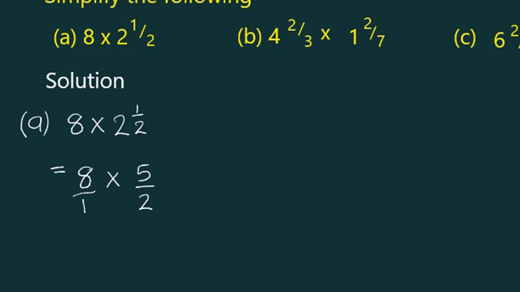Multiplying here, I look at the numerators and the denominators and see if we can have a common factor. I'm seeing here that we've got 2 and 8. If we divide the denominator 2 by 2, we get 1, and if we divide 8 by 2, we get 4. Multiplying the numerators, 4 times 5 gives us 20. The denominators are 1 times 1, which gives us 1. So our solution comes out as simply 20, and that's the answer to part A.